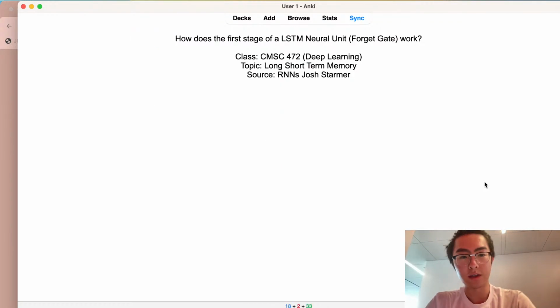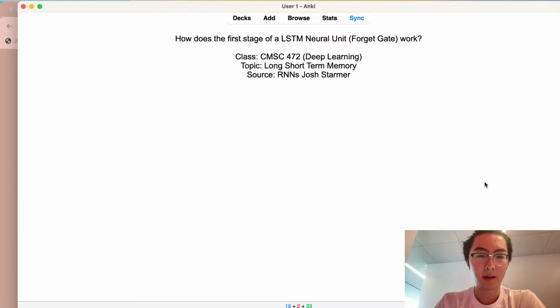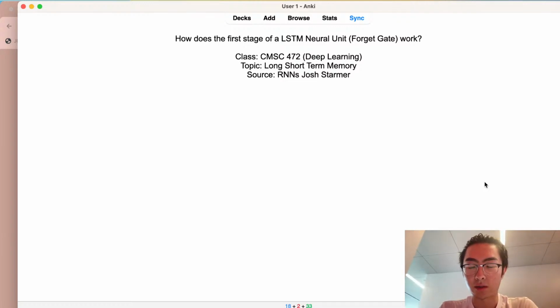What is the first stage of an LSTM neural unit, the forget gate? I think the first stage works by determining how much of the long-term memory should pass through in the neural network, or specifically the neural unit.